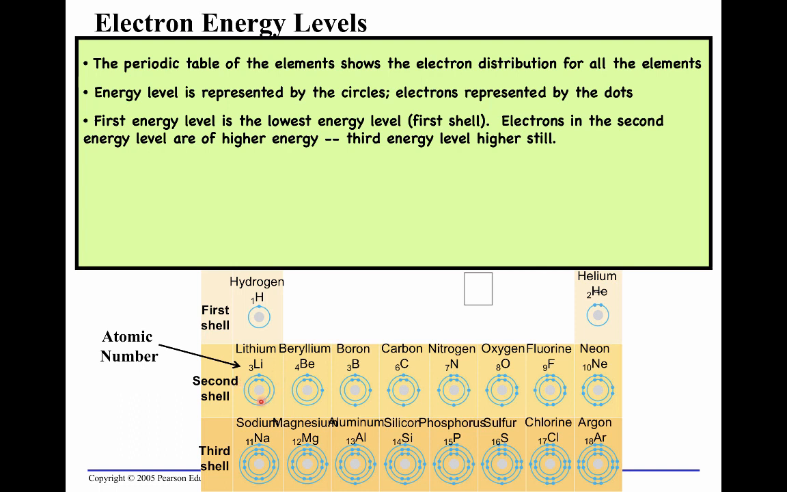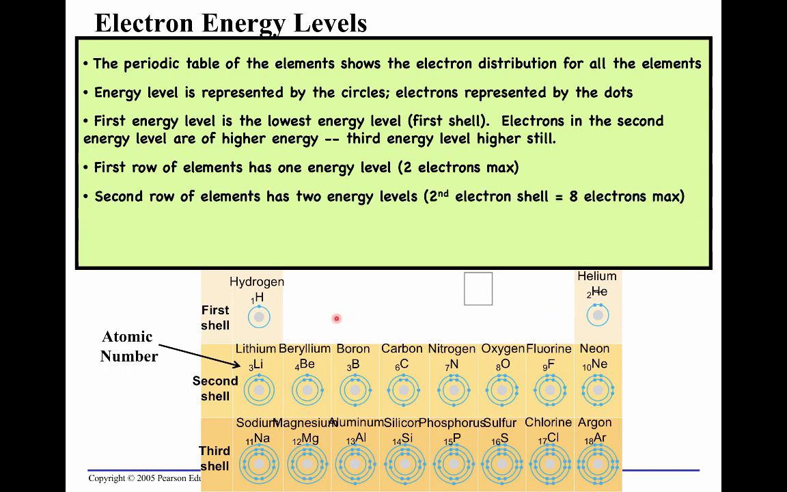Electrons in the second energy level are of higher energy than those in the first, and electrons in the third energy level are higher again. So the first row of elements has only 1 energy level, and that first energy level can only have 2 electrons max. So hydrogen has 1, helium has 2. That energy level only has room for 2 electrons total.